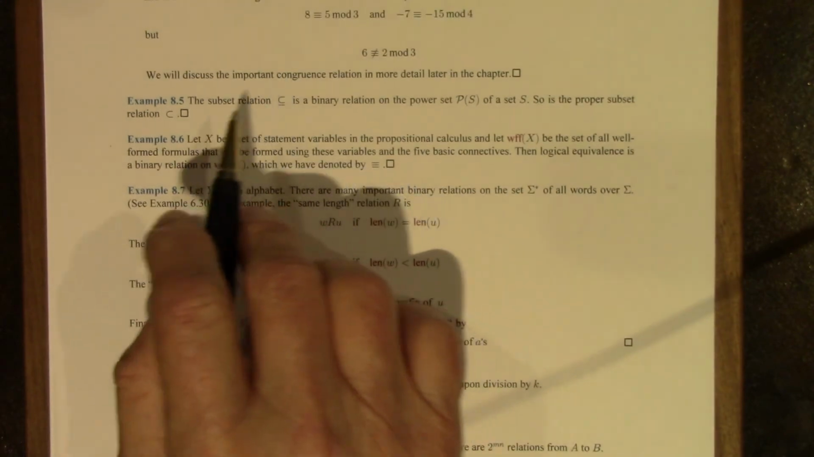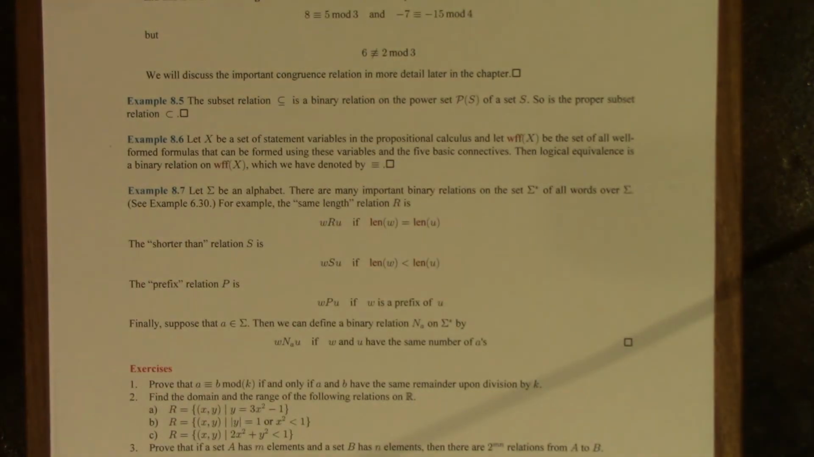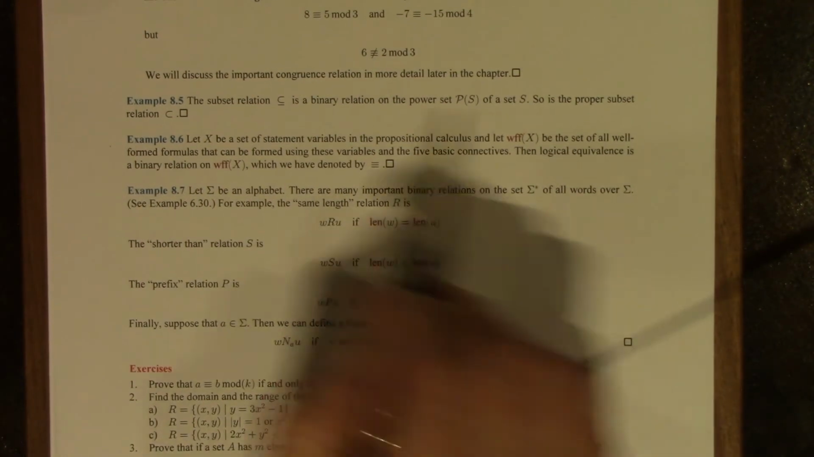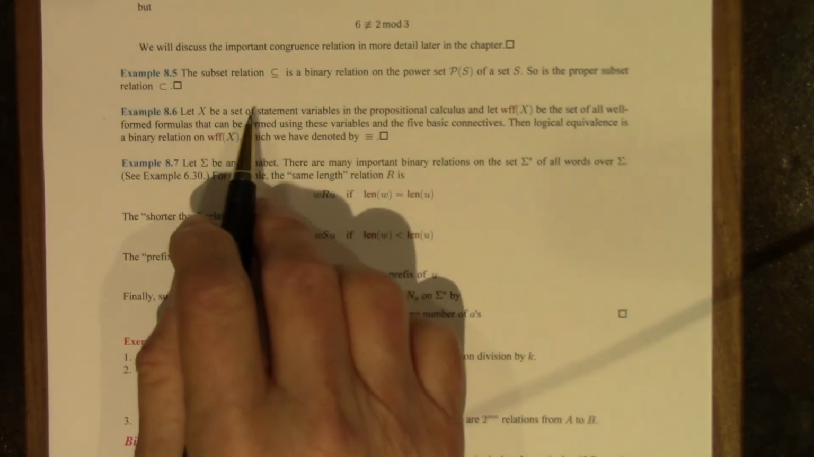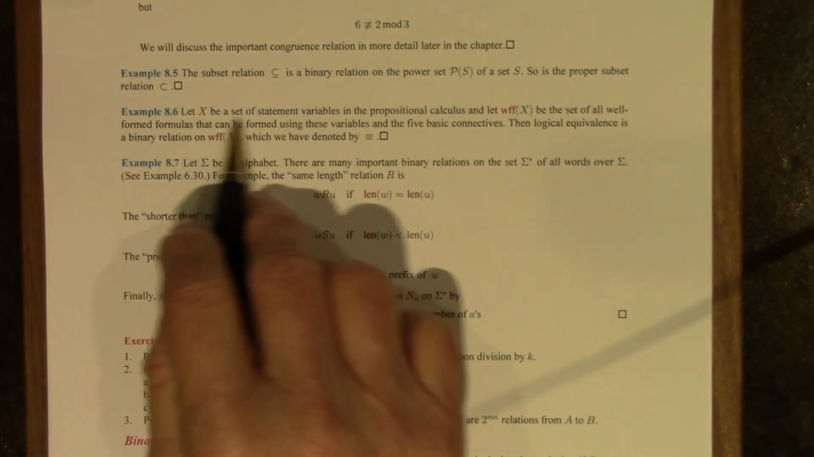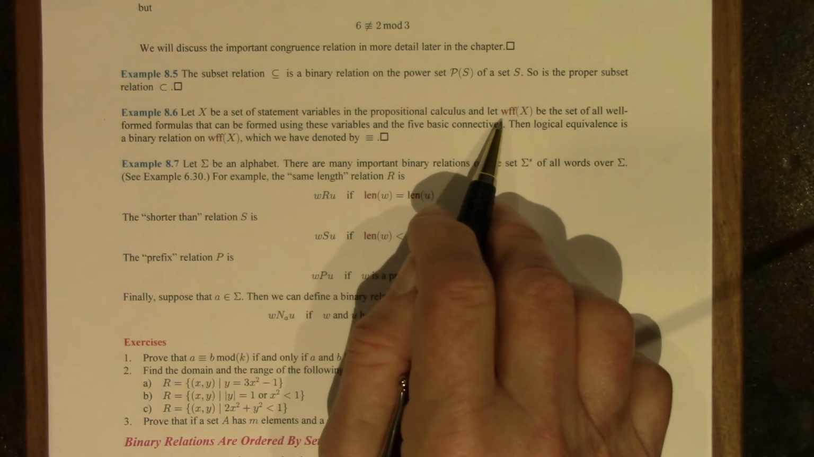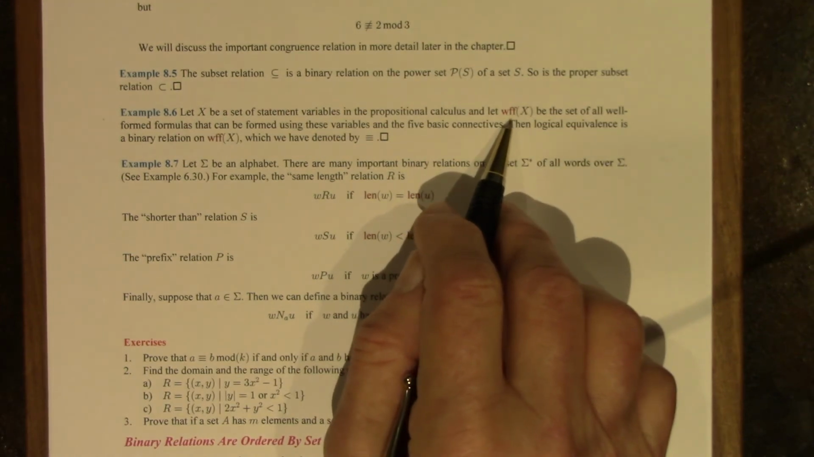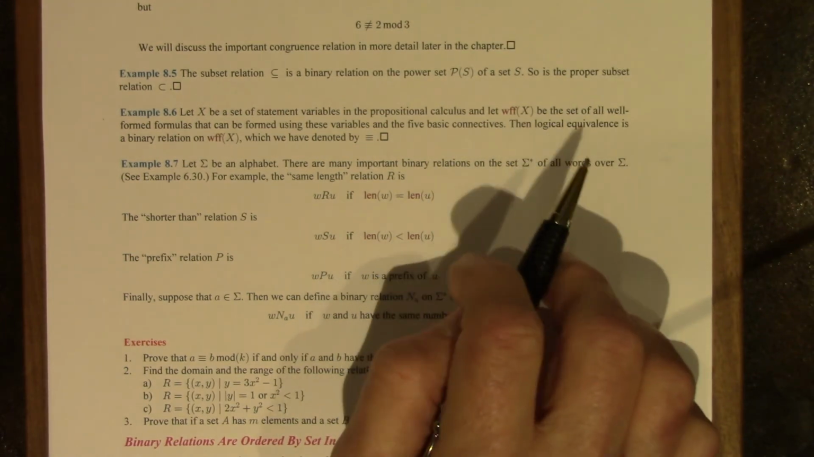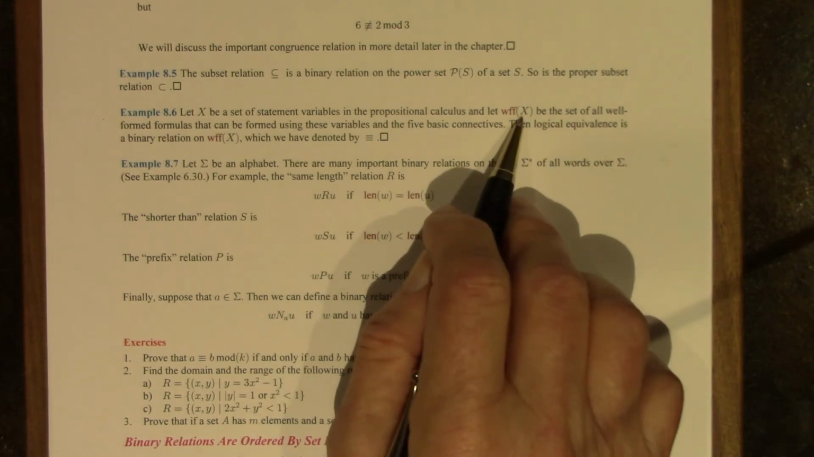As I remarked earlier, the subset relation is a binary relation, so is the proper subset relation. And if we have statement variables in the propositional calculus, logical equivalence is a binary relation on the well-formed formulas in those variables.